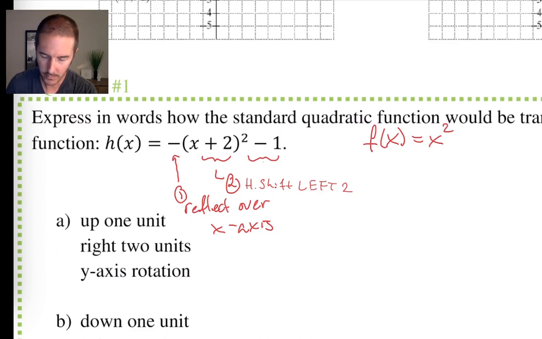So that's the second transformation that I would perform. And then the last transformation I would make is this one. This is a vertical shift, so it's going to move us either up or down. And which one do you think it is, up or down?